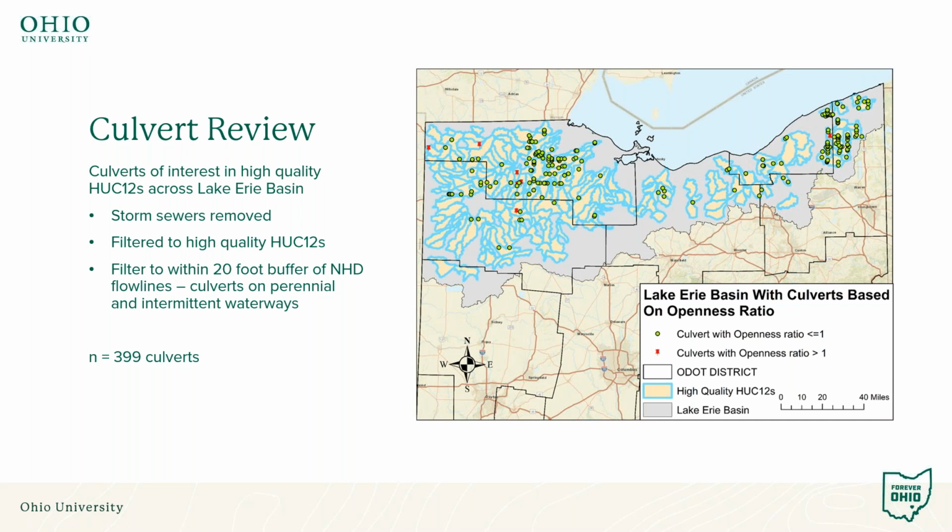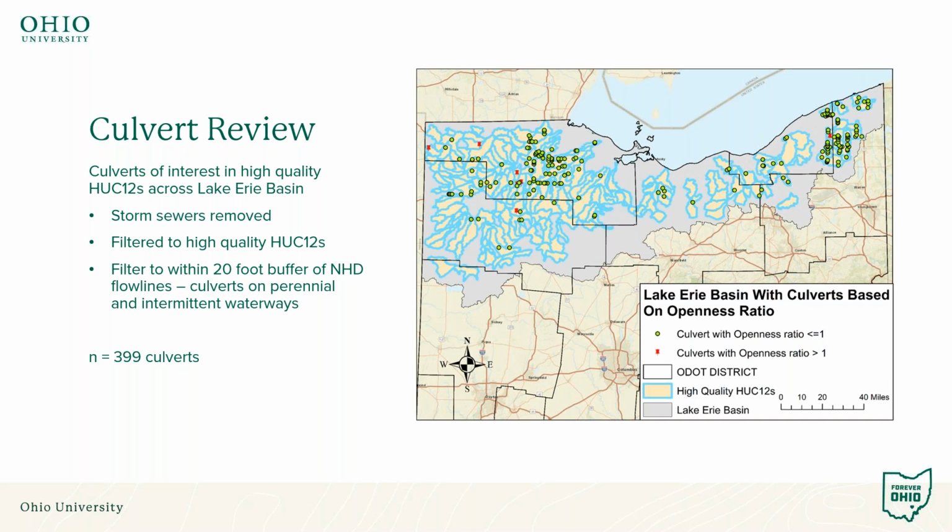We then took those culverts with the storm sewers removed, filtered to those high quality HUCs, and then filtered to within a 20-foot buffer of an NHD flow line. The reason we filtered to within 20 feet of an NHD flow line is that it gave us some level of confidence that those culverts were likely to be on a perennial or an intermittent stream. The NHD flow lines in Ohio, except for I think 4 or 5 miles of stream, are intermittent or perennial waterways.